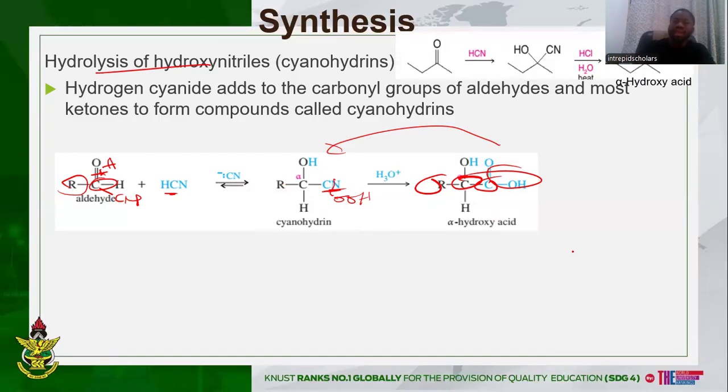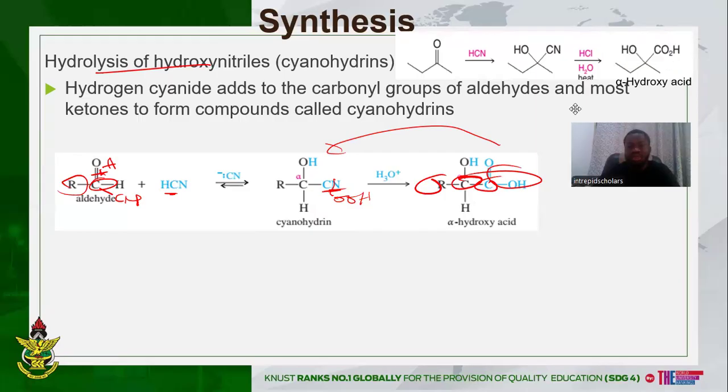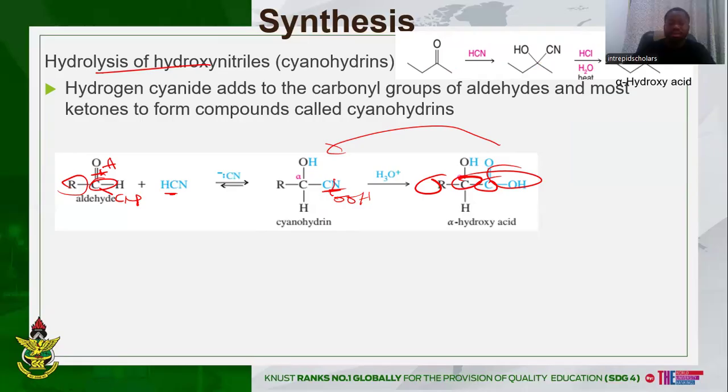Now, another example has been given to us up here with the skeletal structure. That shouldn't be too difficult, right? So we have the ketone, and then we add the cyanide to get our cyanohydrin. Then we hydrolyze finally to get our hydroxy acid.